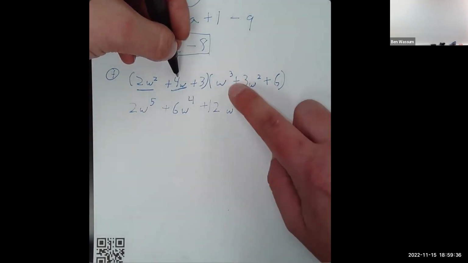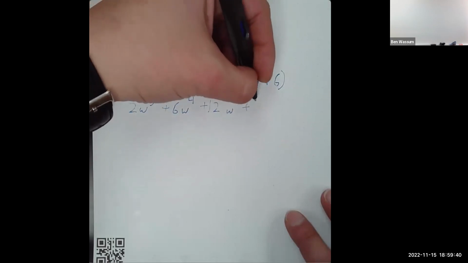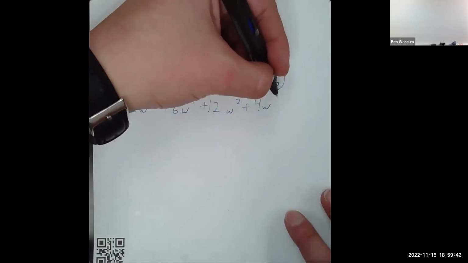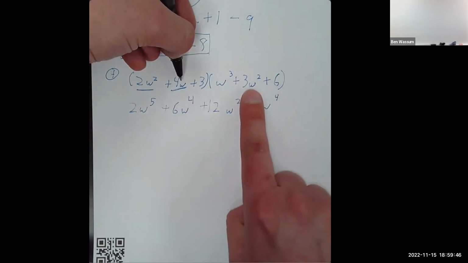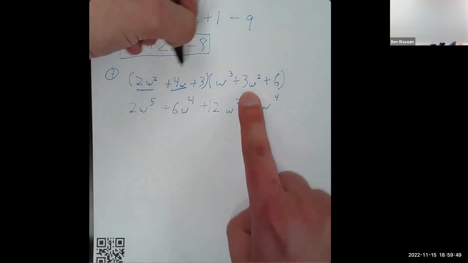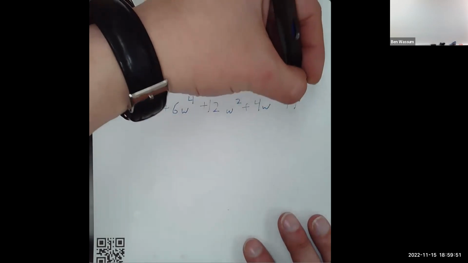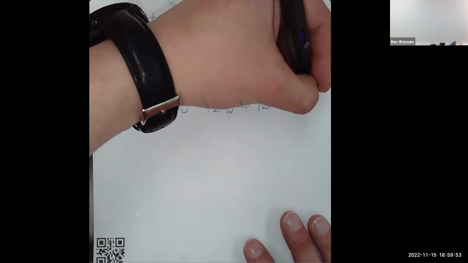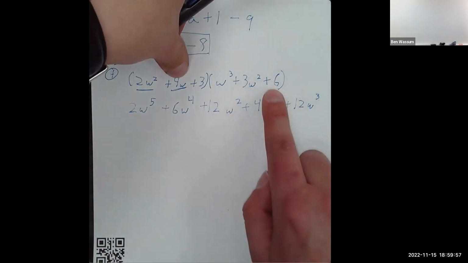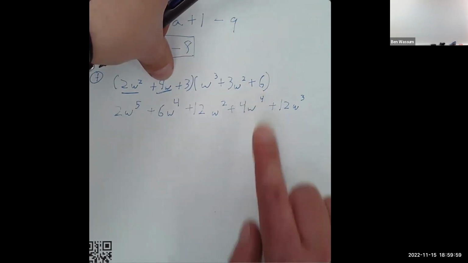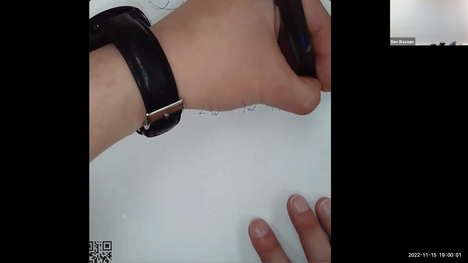We're going to take this one and we're going to multiply it by all of these. So 4w times w cubed, we'll have 4w to the 4th. 4w times the 3w squared. 4 times 3 is 12. W times w squared, w cubed. 4w times that 6, we end up with 24w.